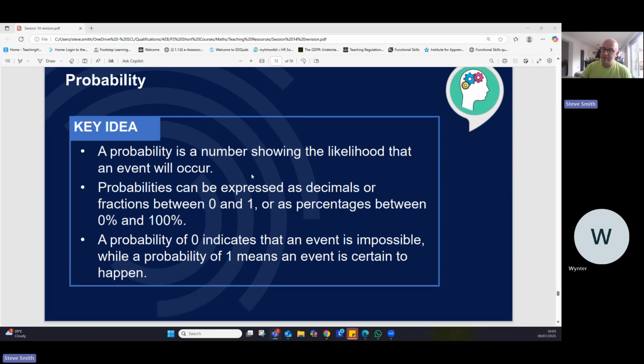The thing about probability is it's based out of 1. So if we flip a coin, there's a head and a tail. That coin is 1, and the chance of it landing on a head is a half, 0.5. It's going to land on either a head or a tail. So with a coin, it's quite simple.